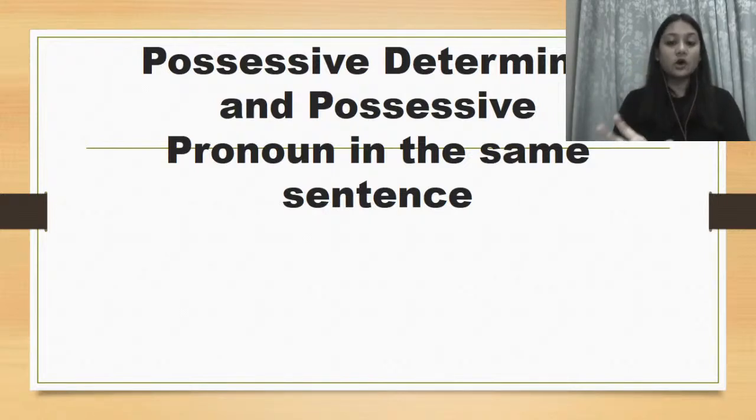So let's check how we are going to have it. There will be chances, and it will definitely take place, that there will be possessive determiners and a possessive pronoun in the same sentence. What are possessive determiners? They are followed by a noun, and there will be no noun when it comes to possessive pronouns. Clear? Sorted? Shall we move ahead?